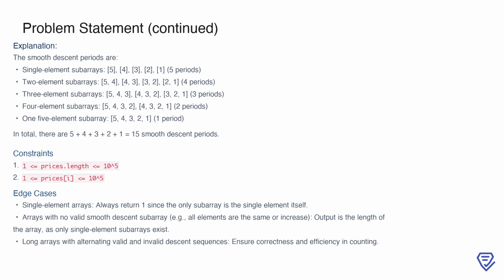Similarly, the four-element subarrays 5, 4, 3, 2 and 4, 3, 2, 1 contribute 2 more periods, and finally, the entire array 5, 4, 3, 2, 1 is 1 smooth descent period. Summing these, we get 5 plus 4 plus 3 plus 2 plus 1 equals 15 smooth descent periods. The constraints ensure that the input size and values are manageable, and edge cases include single-element arrays, arrays with no valid multi-element subarrays, and long sequences that alternate between valid and invalid patterns. The solution must handle all these scenarios efficiently.